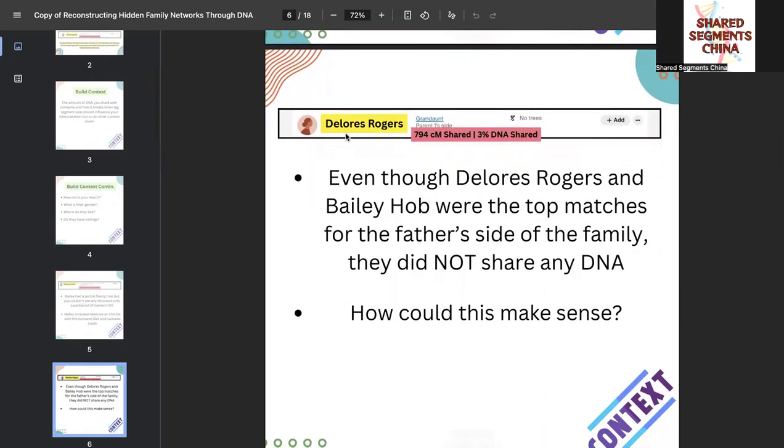I also noticed that Dolores Rogers was pretty close, shared a lot of DNA with this person searching for their father, 794. But they did not match Bailey. So I tried to figure out what would cause this. I also want to note, even though grand aunt seems like, oh my gosh, that's probably pretty close, if you think about it, your grandparents can have an unlimited amount of siblings, basically. And especially if those people have married out of the family and the last names have changed, that makes things a lot more complicated and isn't always as simple as, find the sibling.